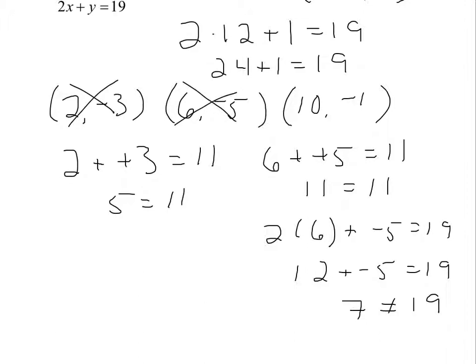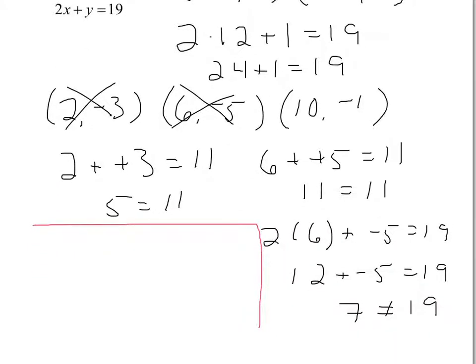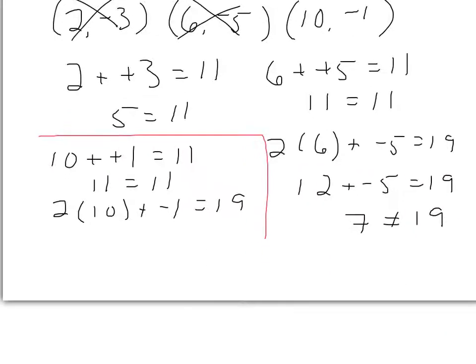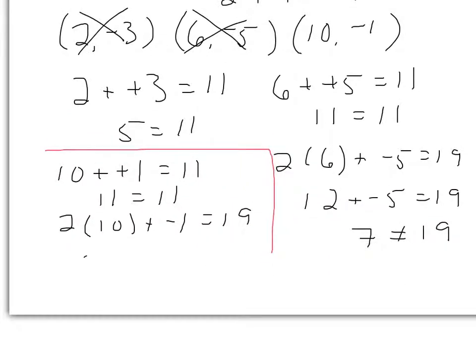So teacher logic tells you probably 10, negative 1 is going to work, but let's do the arithmetic and see if that actually works. So let's see, I'm going to make a little box here. So the first equation was x minus y equals 11. So 10 minus negative 1 equals 11. Make that into plus a positive. 11 equals 11. So far, so good. The second equation, 2 times x, which is 10, plus y, which is negative 1, equals 19. 2 times 10 is 20, plus negative 1, that is 19.